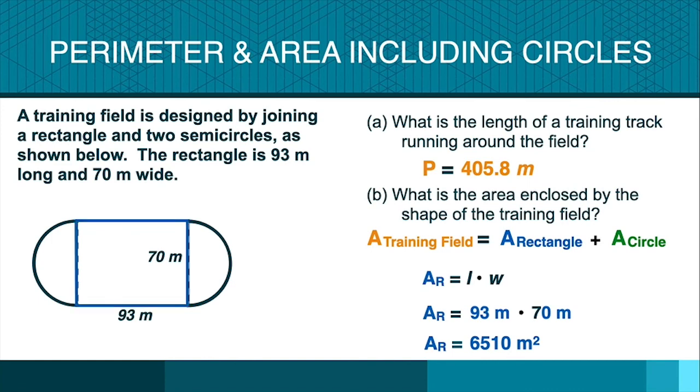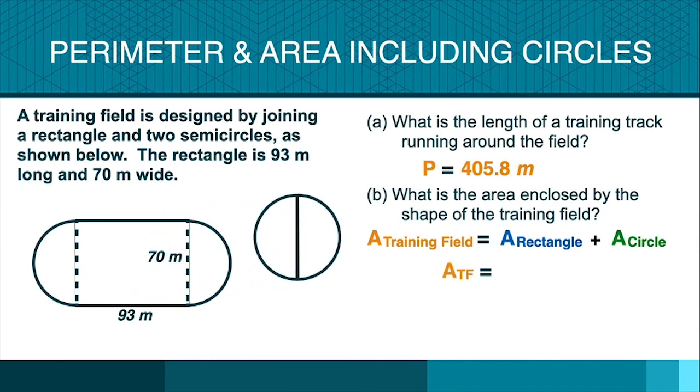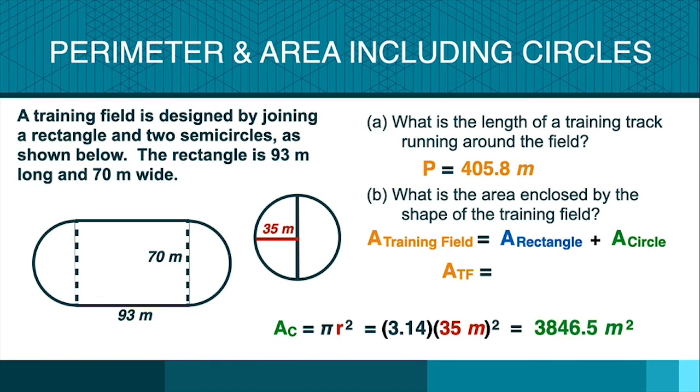Next, find the area of the circle that is split to make the field. Since the area of the circle is pi times the radius squared, find the radius. The radius is 35 meters since the diameter of the circle is 70 meters. Substitute 35 for the radius and 3.14 for pi, 3.14 times 35 squared. Follow the order of operations, and the area of the circle is 3,846 and 5/10 square meters.